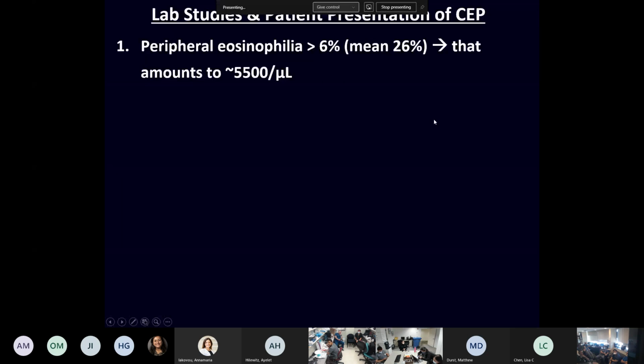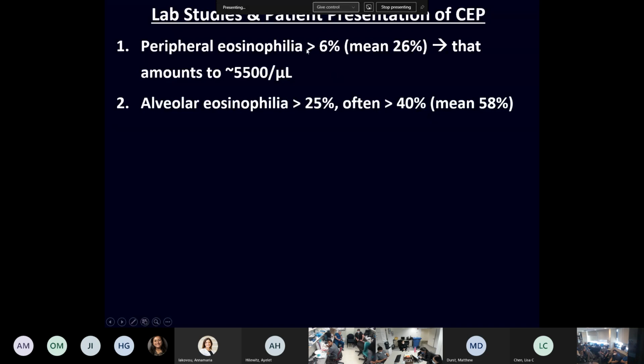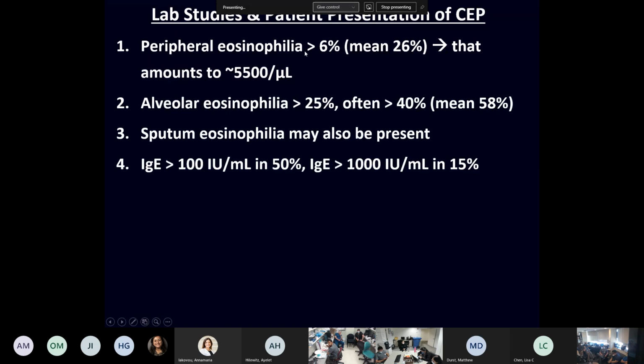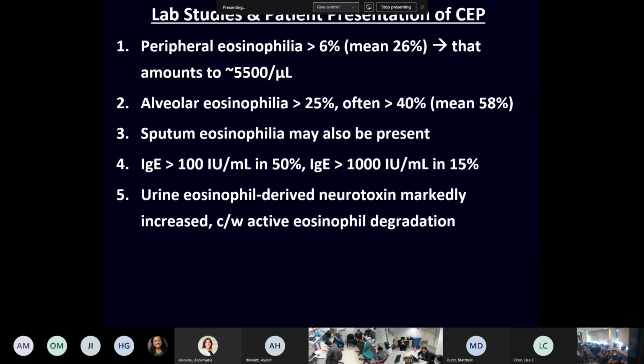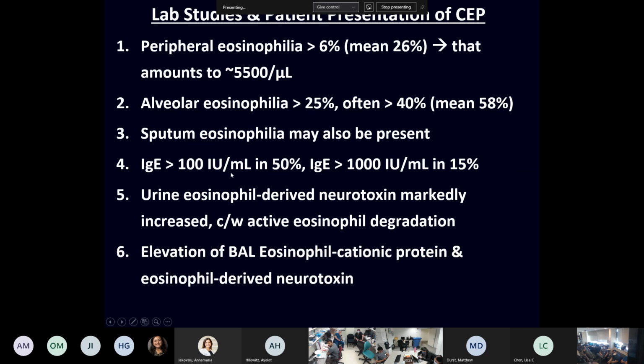On labs, we talked about this. Peripheral eosinophilia must be present for diagnosis, and alveolar eosinophilia must be present as well. And the IgE is going to be very elevated. Usually, in up to 15%, it can be greater than 1,000, but at least in 50% of patients, it'll be greater than 100. And we don't check this, but if you check urine eosinophilic cytotoxins like neurotoxin, they will be elevated, and this is consistent with active eosinophilic degradation.